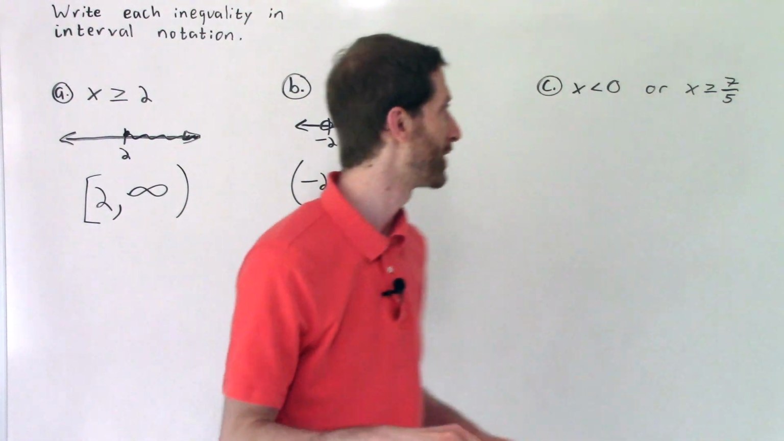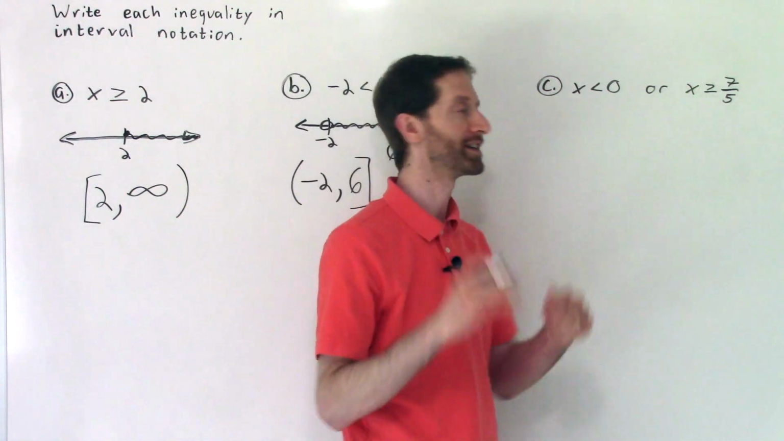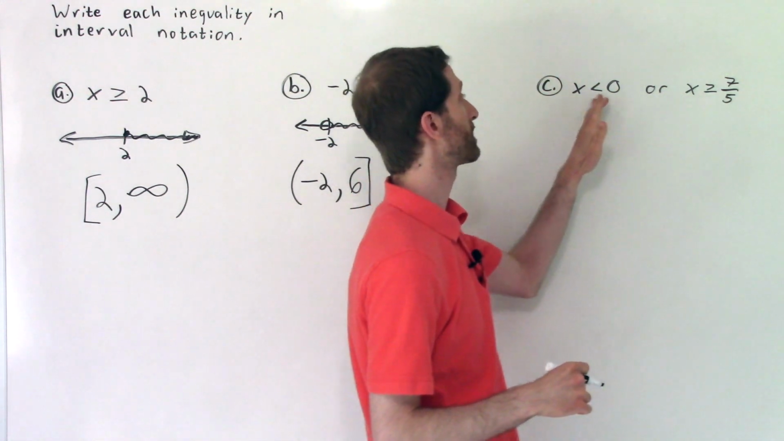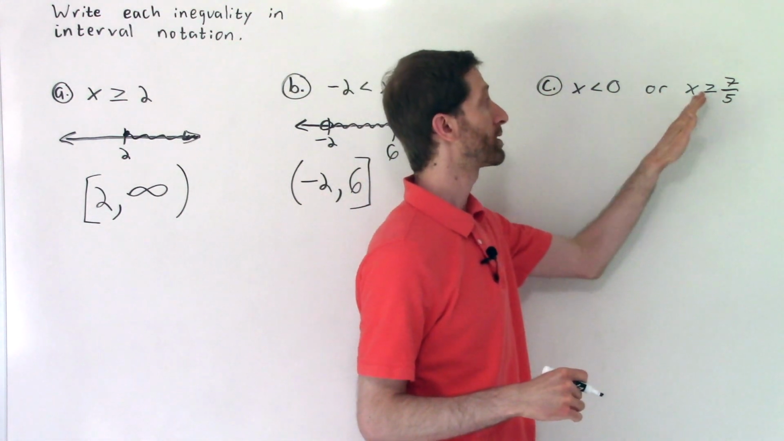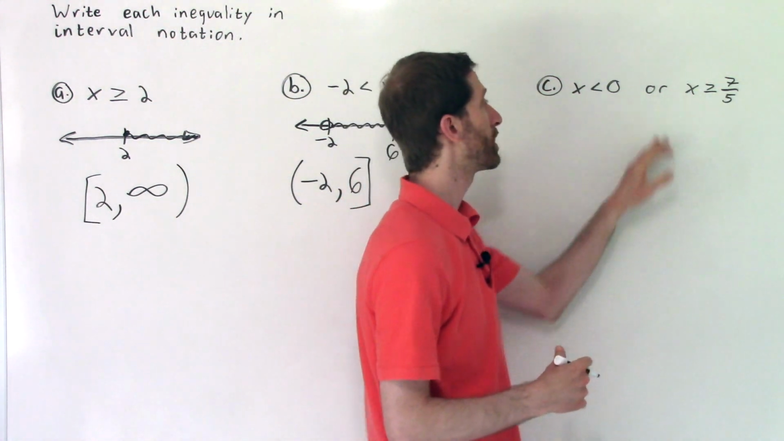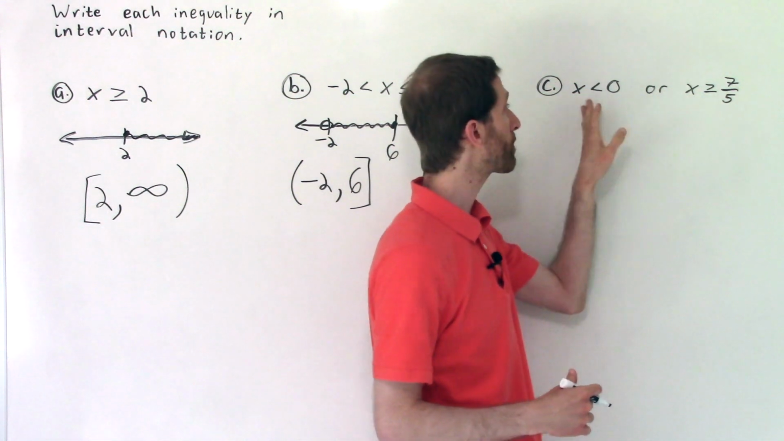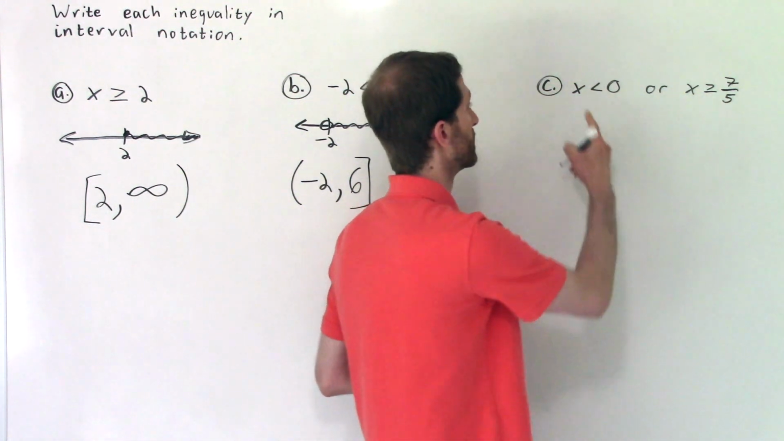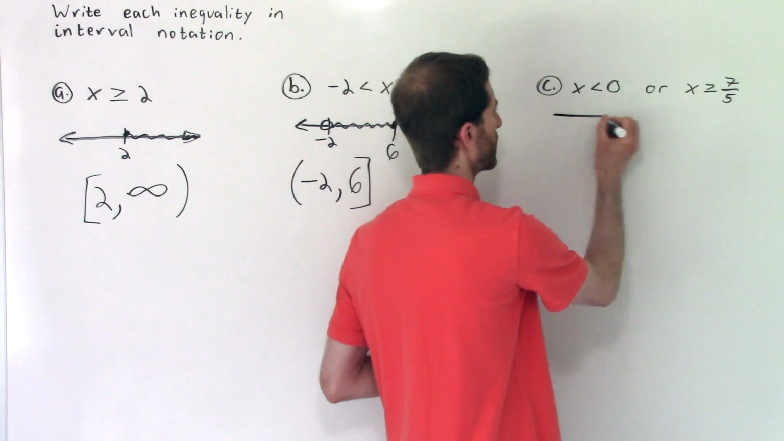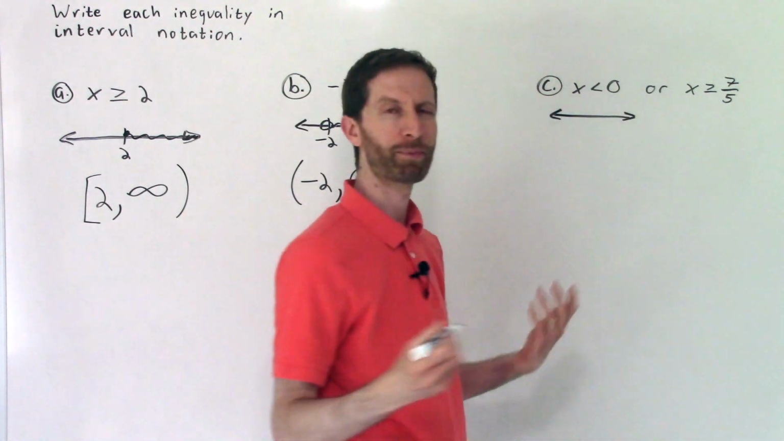On to the last one. I think you're getting the hang of this, right? It's pretty sweet. It's a way, again, of condensing down the number line. So here we have x is less than 0 or x is greater than or equal to 7/5. So how do we deal with this? With or, we're actually going to do 2 separate intervals. So let's deal with that. So x is less than 0. What does that look like? Well, I'll do 2 separate number lines.